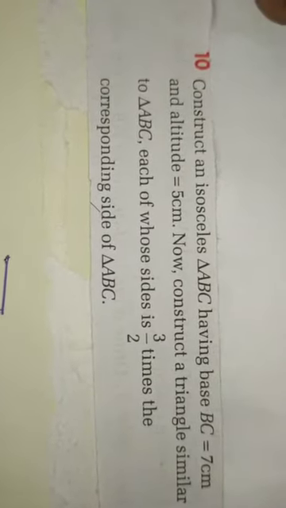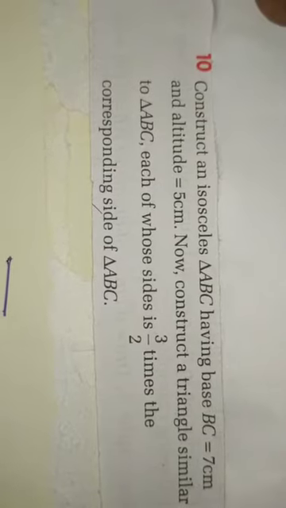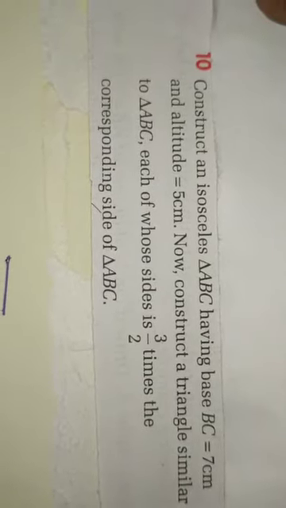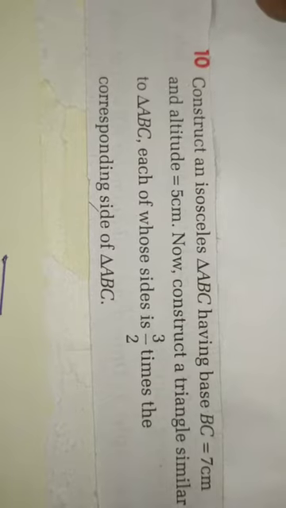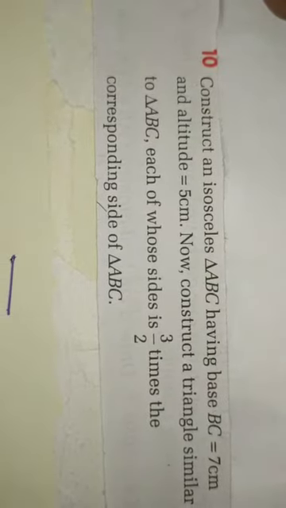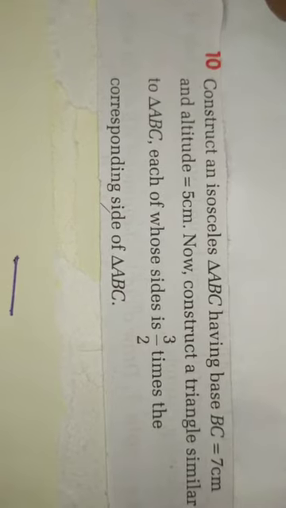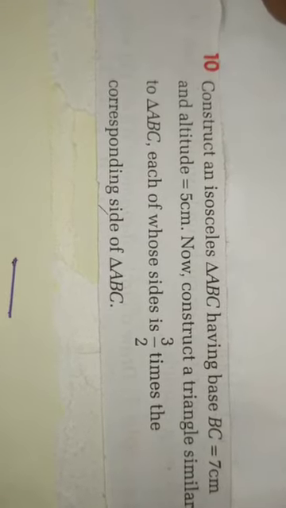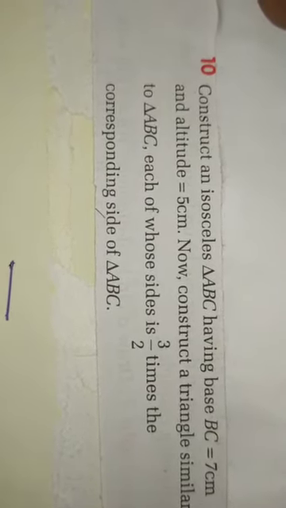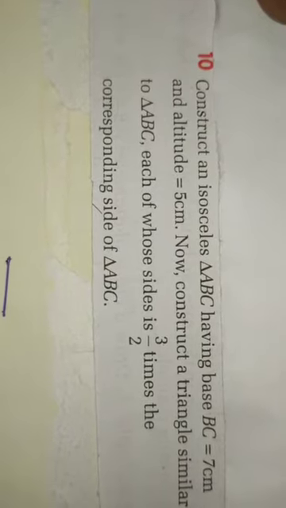So let's see this question. Construct an isosceles triangle ABC having base BC 7 cm and altitude equal to 5 cm. Now construct a triangle similar to triangle ABC, each of whose sides is 3 upon 2 times the corresponding sides of triangle ABC.